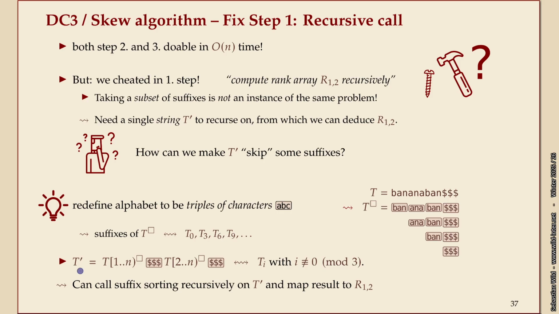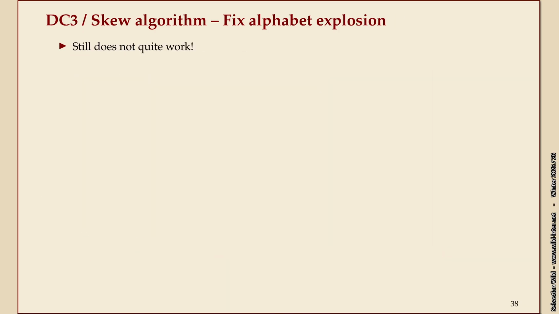So we can construct this string and then recursively sort the suffixes of this string, which, because we only return a rank array, only the integers that tell us how many other suffixes are smaller, we don't even need to know that we've changed the string, right? It works the same way. Good, so that's fixed.